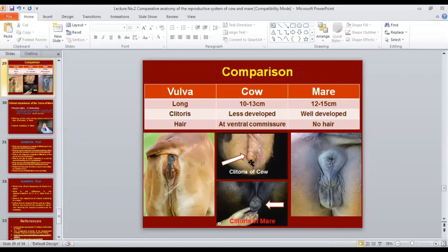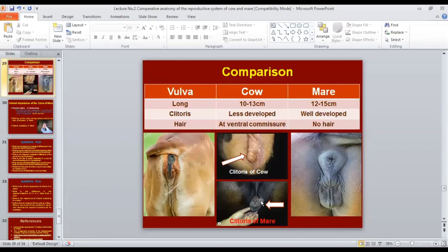Then you can see the clitoris of the cow in this picture, and the clitoris of the mare, that is large enough and it is rounded in shape. Then it has a clinical importance in mare. Sometimes there is a procedure that is performed, that is clitoral swabbing, to check some venereal pathogenic agents that may be present in the dorsal sulci, or there are sulcus on the clitoris of the mare.